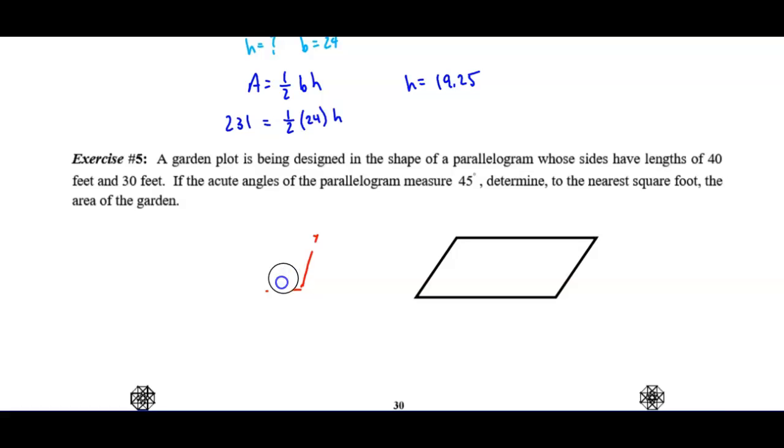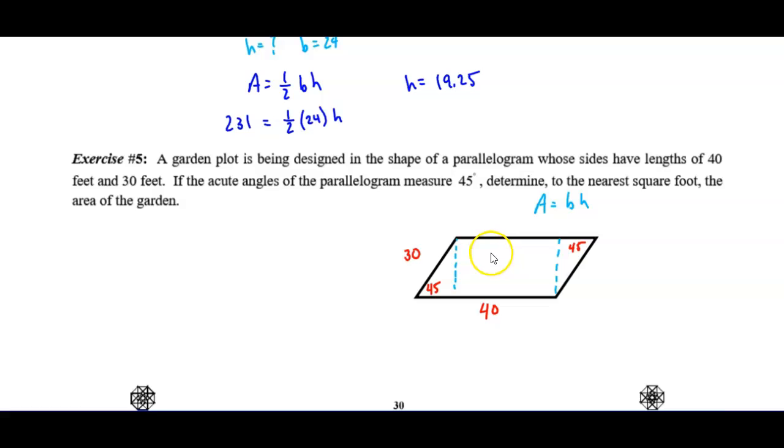So now the information tells us we have acute angles of 45 degrees, and we have sides of 40 and 30. So we'll go 40 here and 30 here. And we want to know the area of the garden. We have a couple ways we can go about this. We could dissect this parallelogram and create a rectangle within it. We could use the formula for area of a parallelogram, which is base times height. And if we do that, then we would be thinking about having to solve for one of these dotted blue lines to get the height of the parallelogram.